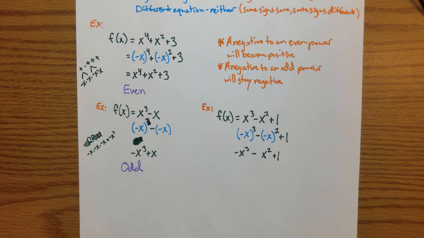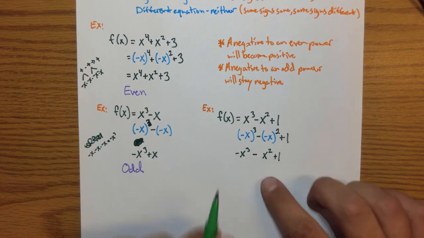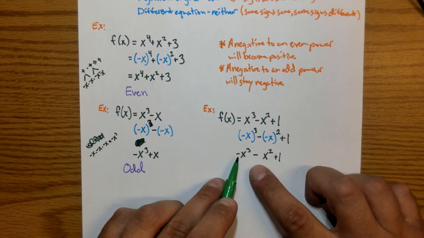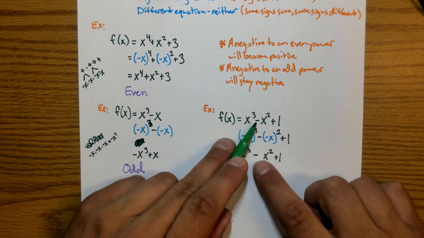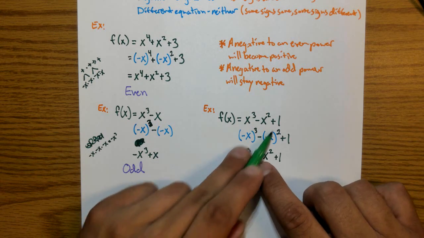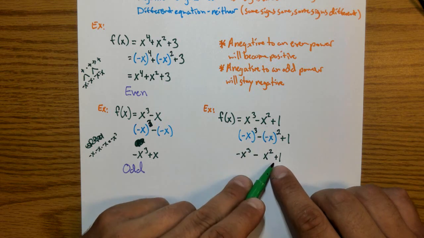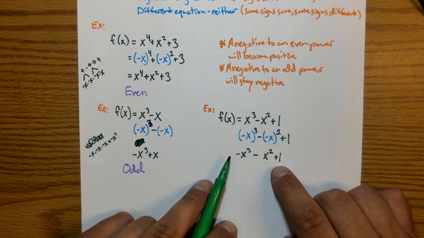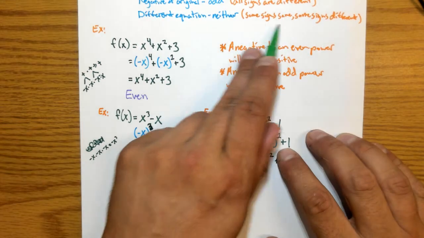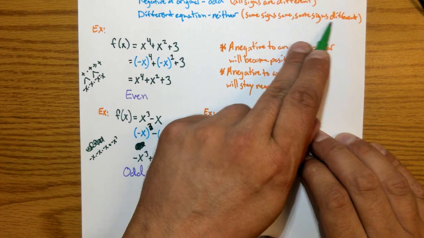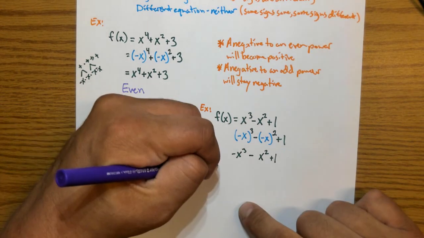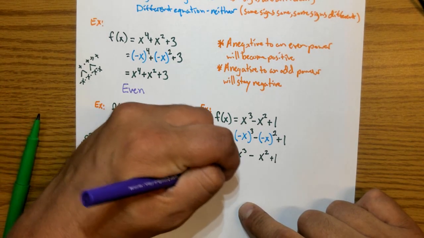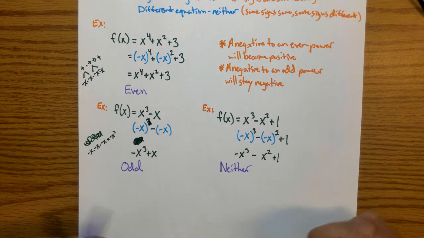So let's take a look at this. Now I noticed some signs changed, but did they all change? Well, this positive becomes a negative. This negative stayed negative. And this 1 is positive, stayed positive. Now, since they didn't all change, some signs are the same, some signs are different, this one is neither even nor odd. So we would just classify it as neither. Okay?